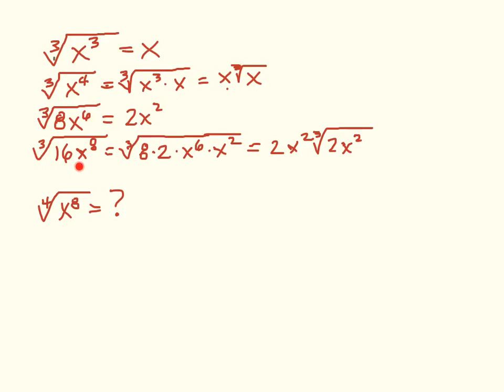The cube root of 16x to the eighth. The largest perfect cube that divides evenly into 16 is 8. The largest perfect cube that divides evenly into x to the eighth is x to the sixth, and that comes from this list over here. So I take the cube root of 8, that's 2. I take the cube root of x to the sixth, that's x squared, and I'm left with 2 and x squared under this cube root symbol. So the simplification of the cube root of 16x to the eighth is 2x squared times the cube root of 2x squared.